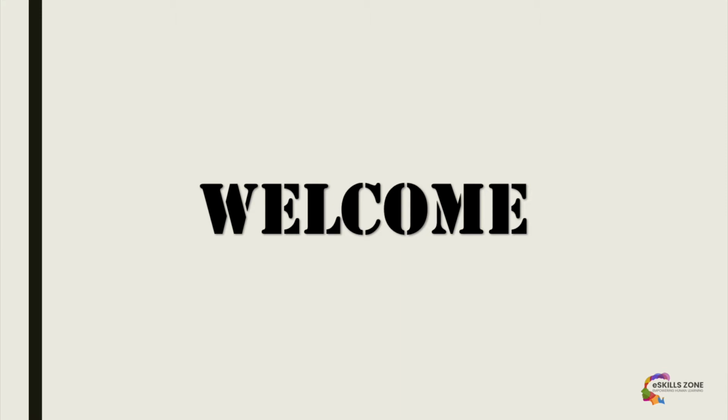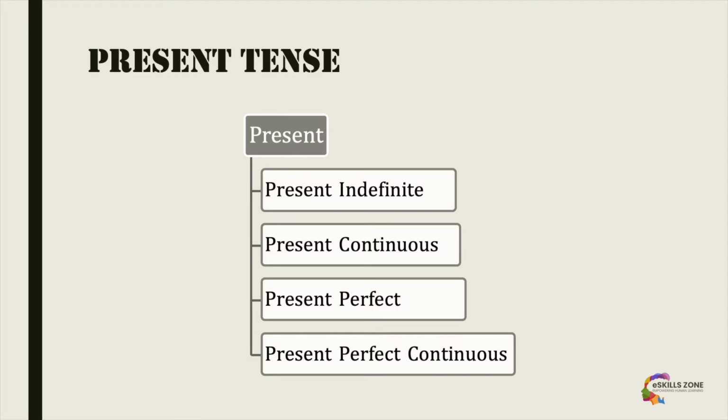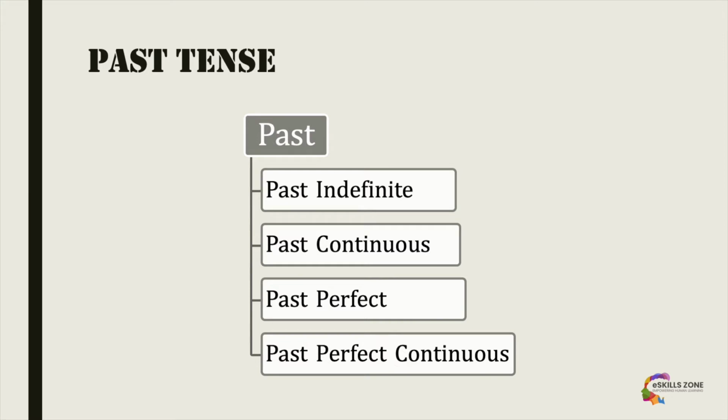Welcome, students. Let's continue our journey of learning English as a language. In our previous videos, we have covered tenses, present tenses, all: present indefinite, present continuous, present perfect, and present perfect continuous. Also, we have covered past indefinite tense. In this video, we will be learning past continuous tense. So let's see past continuous tense.